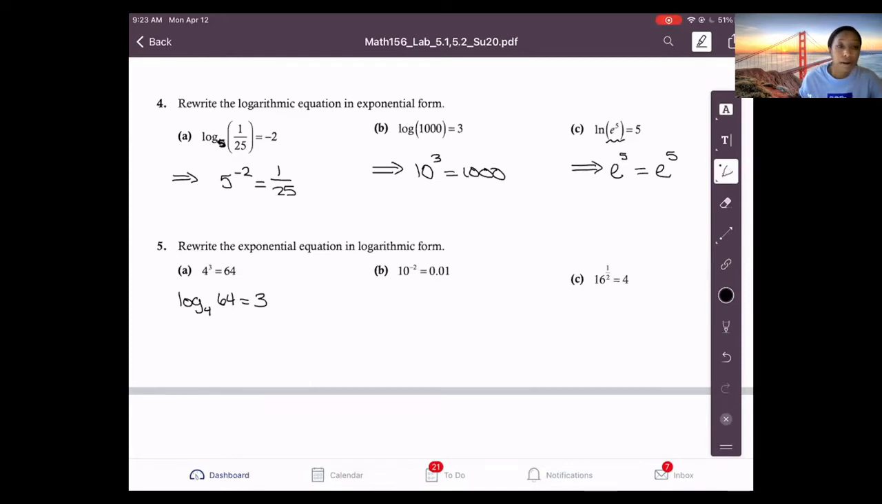All right, for part B, this is 10 to the -2nd power equals 0.01. This would be log base 10. Remember, for log base 10, that's the common log. So we just write log. You don't have to write the subscript of 10. We're taking the log of 0.01, and it should be equal to the exponent, which was -2.